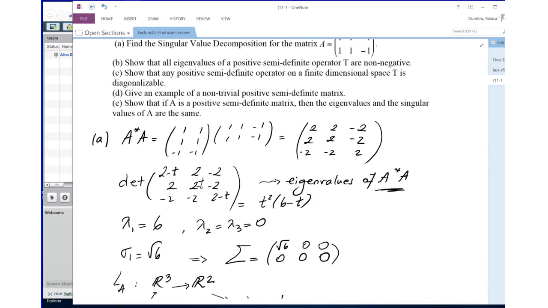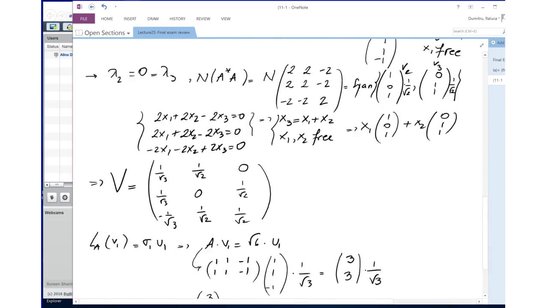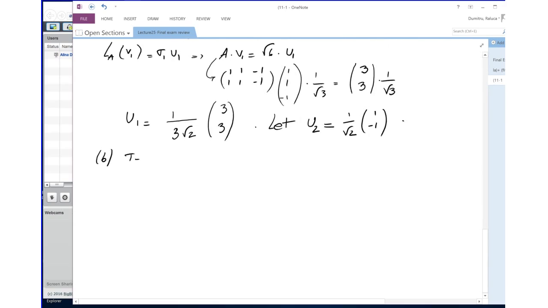Show that all the eigenvalues of a positive semi-definite operator are non-negative. Positive semi-definite operator, remember, that's a self-adjoint operator with this property: the inner product between T of x and x is greater than or equal to 0 for any x. You have to show that all the eigenvalues are non-negative, so let lambda be an eigenvalue.